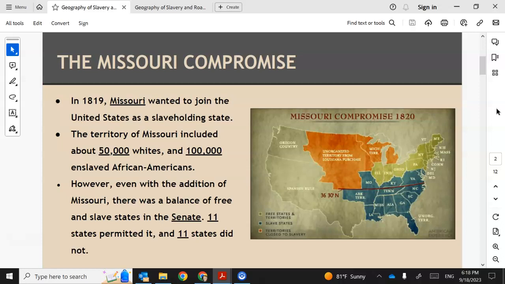And so this is in the name, right? With the Missouri Compromise, the idea was that slaveholding states would not have more power in the United States than free states, or what we call free states. But this is going to come back to bite us in the butt.